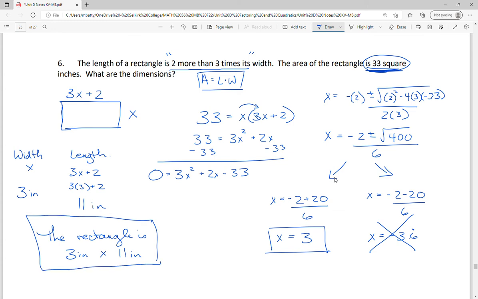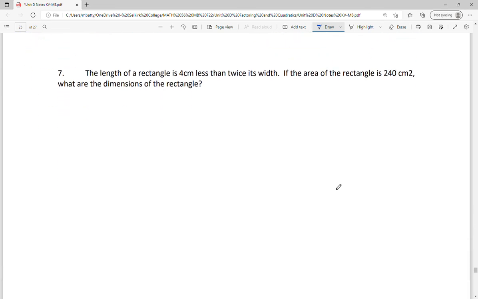One last one to do. This time, again, a rectangle. So I'm going to draw the picture. Now it says that the length is 4 centimeters less than twice its width. So the width is going to be x, and the length will be 2x minus 4.